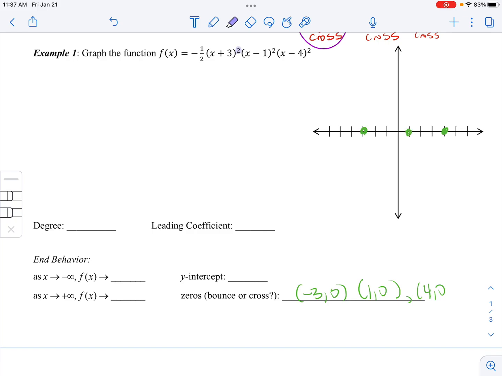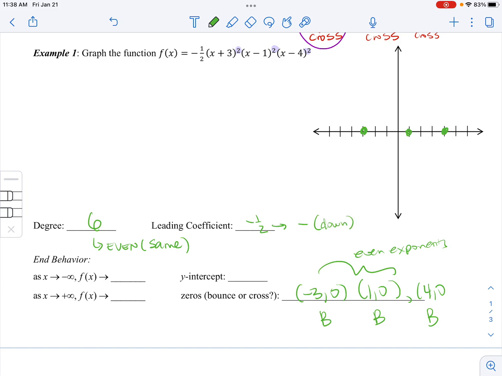This time, all the exponents are even. So that means even exponents, and at evens, we all bounce, bounce, bounce. So we're going to bounce through all those points. The degree is now 2 plus 2 plus 2, which is 6, which is even. Evens tell me I face the same way. The leading coefficient is still -1/2. It's negative, and that means they're both going to be facing down.